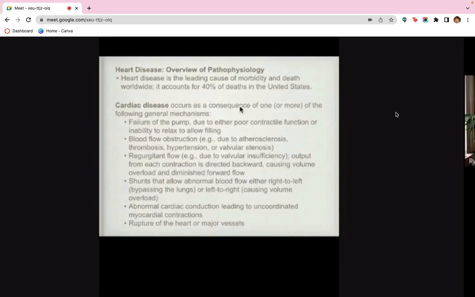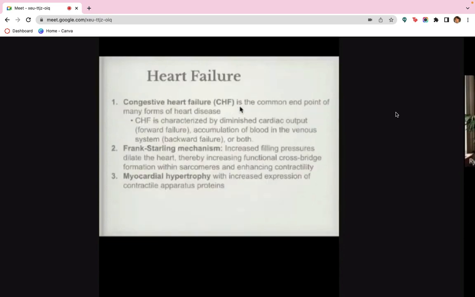So heart disease, what is the overview of the pathophysiology of heart diseases? Heart disease is the leading cause of morbidity and death worldwide. It usually accounts for 40% of deaths in the United States. Cardiac disease occurs as a consequence of one or more of the following general mechanisms. Number one, failure to pump due to poor contractile function. We have blood flow obstruction because of atherosclerosis. We have regurgitation flow, na kung saan bumabalik yung ating na-pump na blood kasi insufficient. And then we have shunt that allows abnormal blood flow, abnormal cardiac conduction leading to uncoordinated myocardial contraction, and of course, rupture of the heart or major vessel.